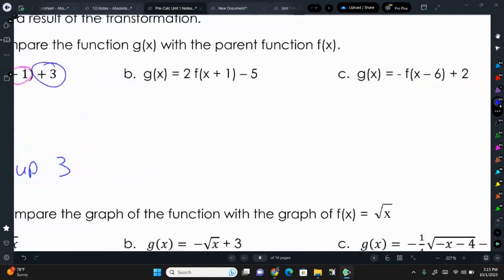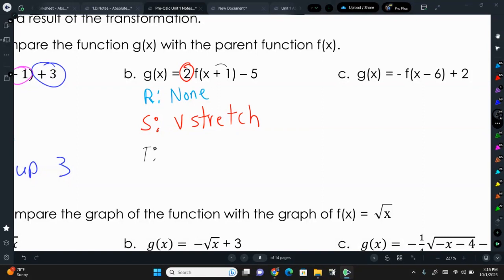And then letter B. R, there is no reflection, so we're going to write none so that we know there's no reflection. Don't leave it blank because then we're not sure if you know what you're talking about or not. A 2 in front means vertical stretch because 2 is bigger than 1.